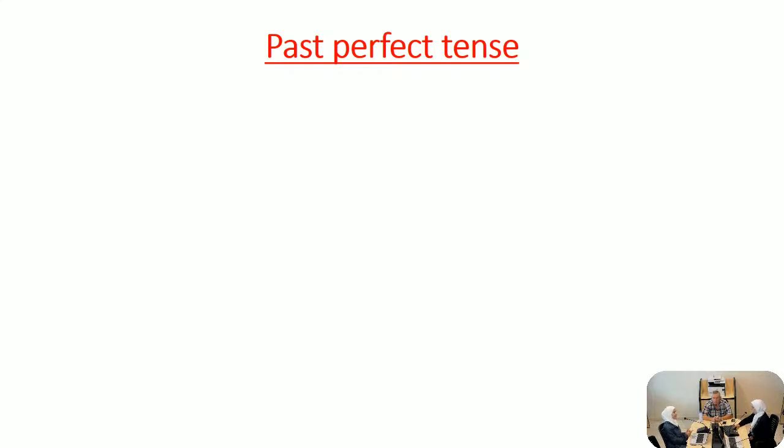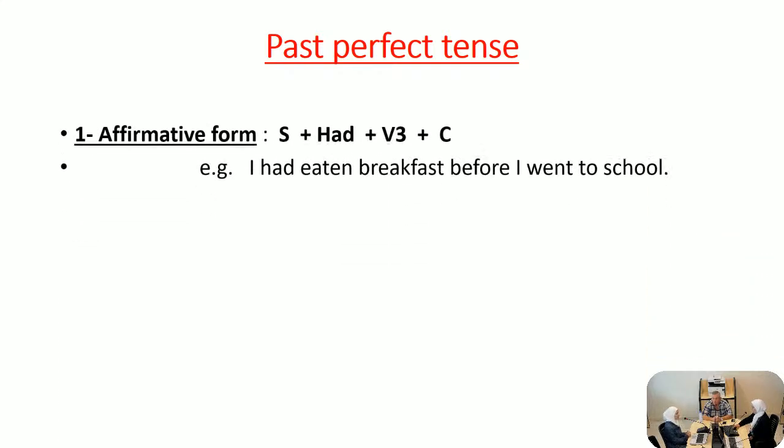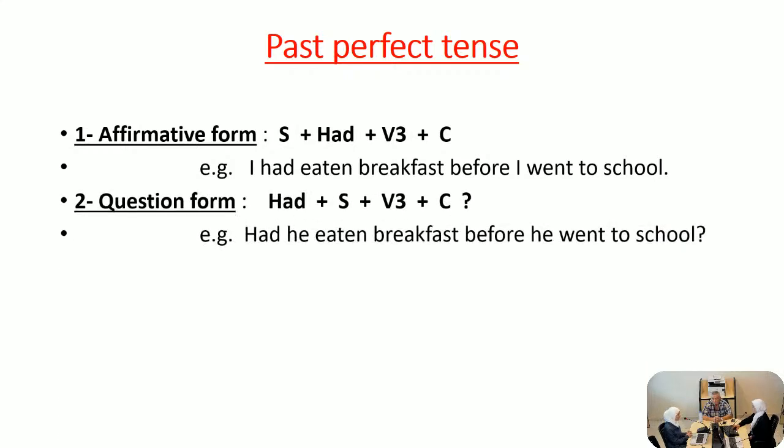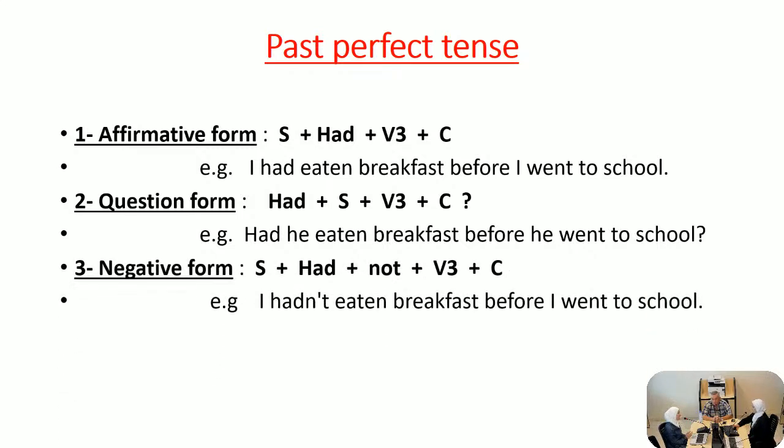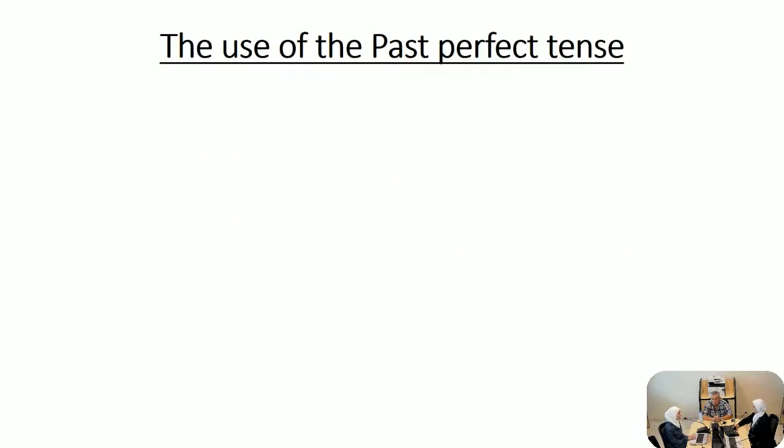Past perfect tense is used as follows: the subject, had, and the verb 3, then the complement of the sentence. Example, I had eaten breakfast before I went to school. When we have a question, we use the auxiliary verb in the beginning: had plus subject, verb 3, and the complement. Had he eaten breakfast before he went to school? In the negative form, we add not after had. I hadn't eaten breakfast before I went to school.